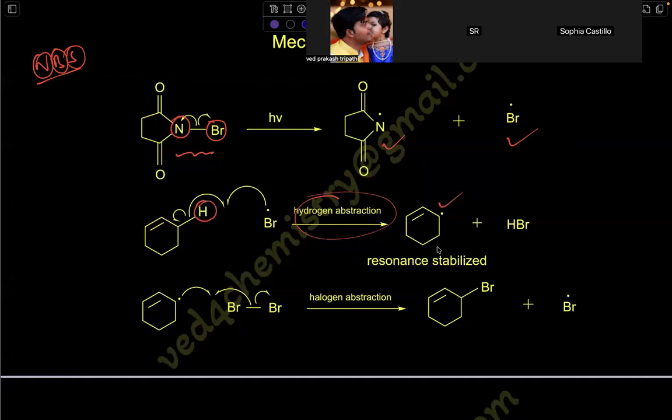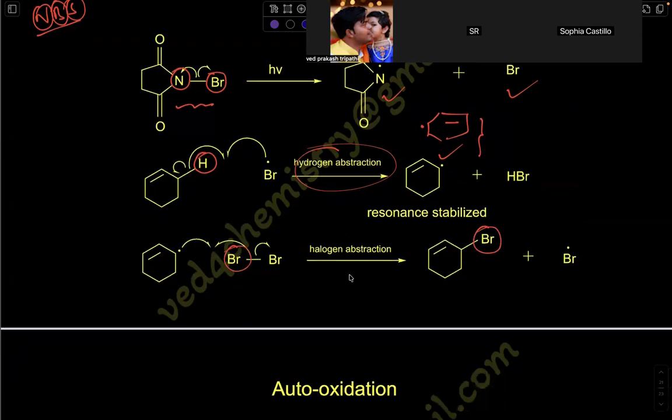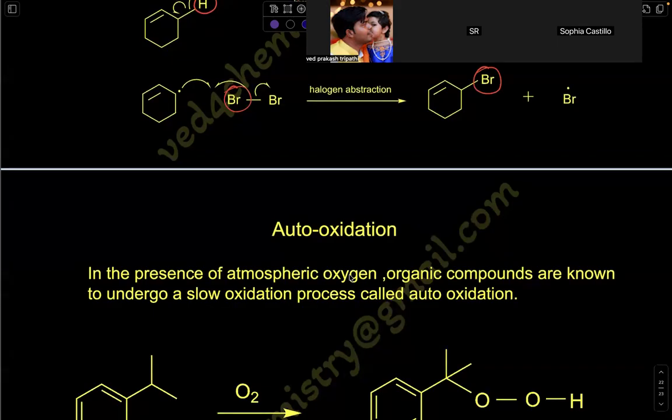So you have this position, and this is resonance stabilized. No need to draw the resonating structure because it is identical. If you draw it, you have this one and both are the same. Then halogen abstraction: the radical is going to grab this bromine, so you have allylic bromination, and the last step would be the coupling one. So this is the final product.